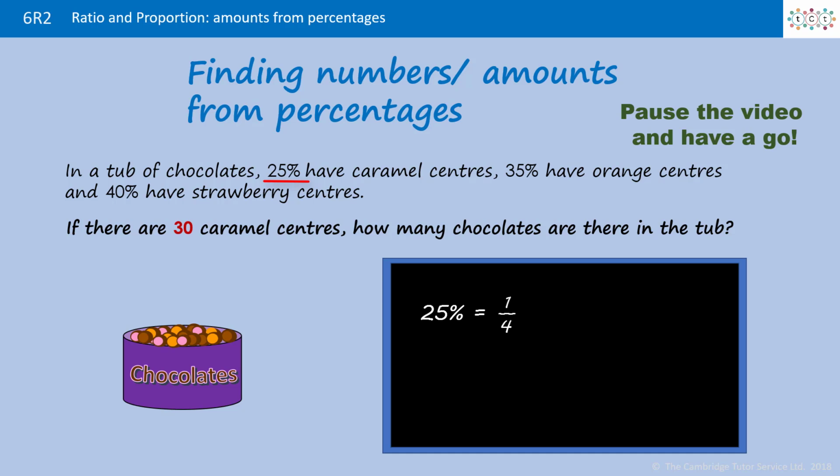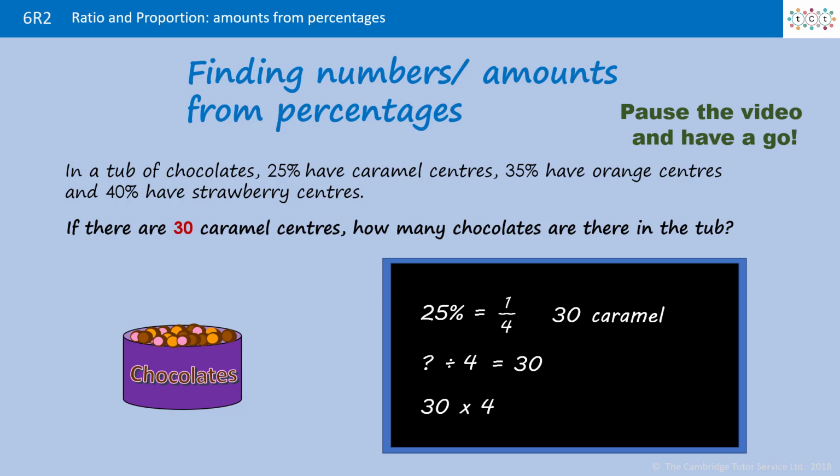25% is the same as 1/4 because there are 4 lots of 25 in 100. That quarter, that 25%, represents 30 caramel chocolates. That means that the total number of chocolates divided by 4 equals 30. So we're going to use the inverse operation to find out what the total number of chocolates are.